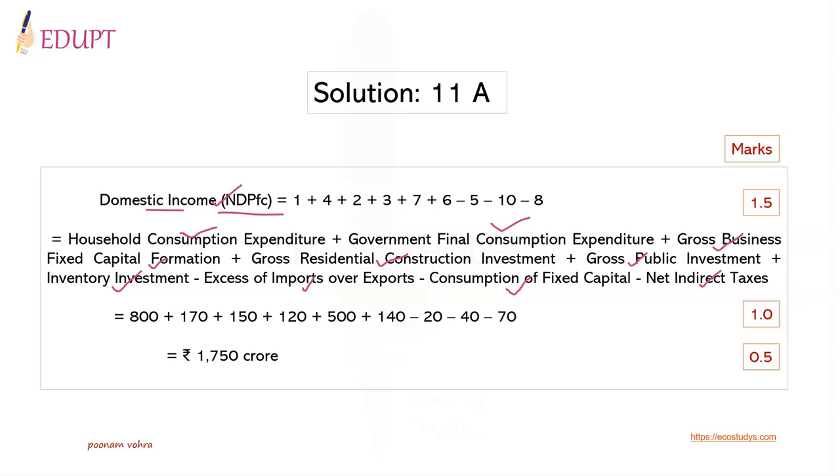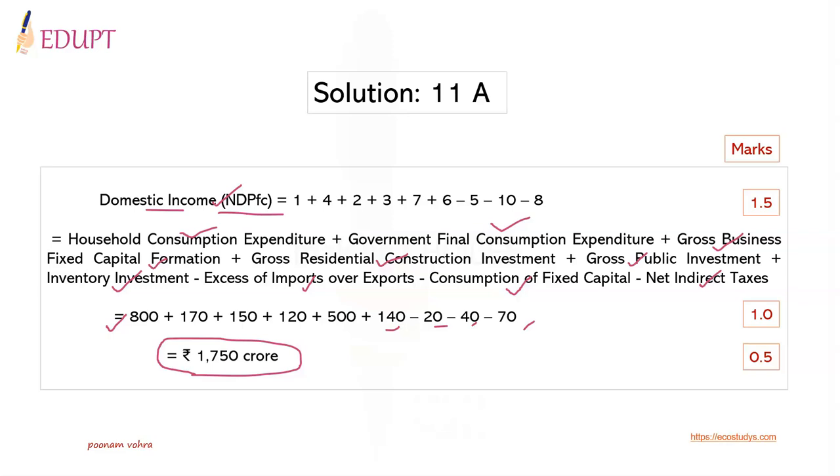Then substitute the values as given. 800 plus 170 plus 150 plus 120 plus 500 plus 140. Then you deduct 20, 40 and 70. And 1750 is the answer.